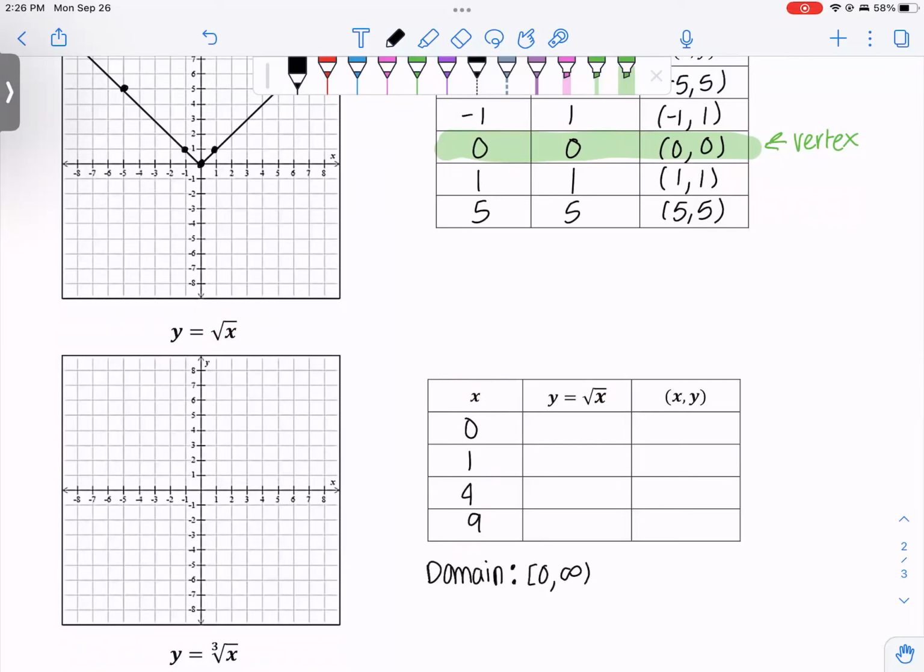The square root of 0 is 0. The square root of 1 is 1. The square root of 4 is 2. The square root of 9 is 3. This is the point 0, 0, 1, 1, 4, 2, 9, 3. And that is what the square root function looks like. So this 0, 0 point is important here because that's where the graph starts.